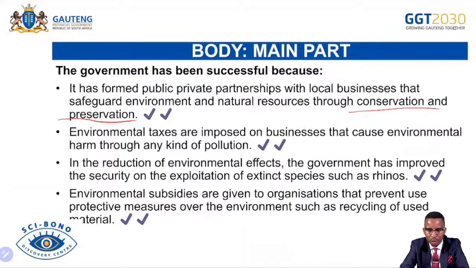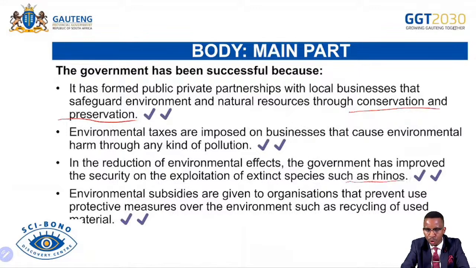In the reduction of environmental effects, the government has improved security against the exploitation of endangered species such as rhinos. We have seen the rhino poaching campaign ensuring that rhinos are well protected, because if they are overconsumed and killed, they will be lost forever. They are very important in South Africa because they even attract tourists into the country.